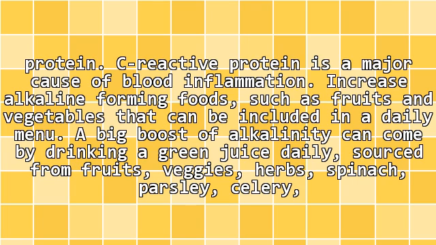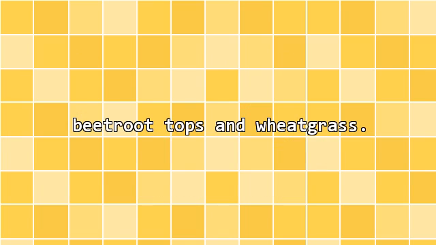Increase alkaline forming foods, such as fruits and vegetables, that can be included in a daily menu. A big boost of alkalinity can come by drinking a green juice daily, sourced from fruits, veggies, herbs, spinach, parsley, celery, beetroot tops, and wheatgrass.